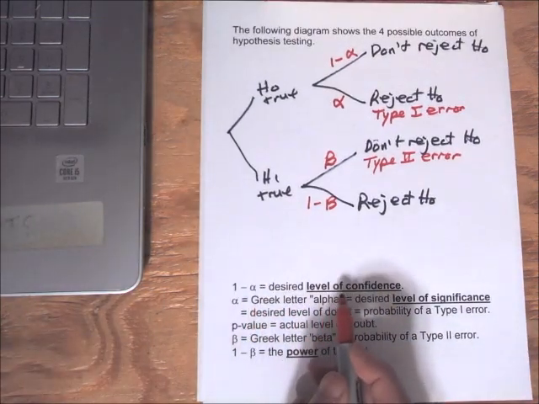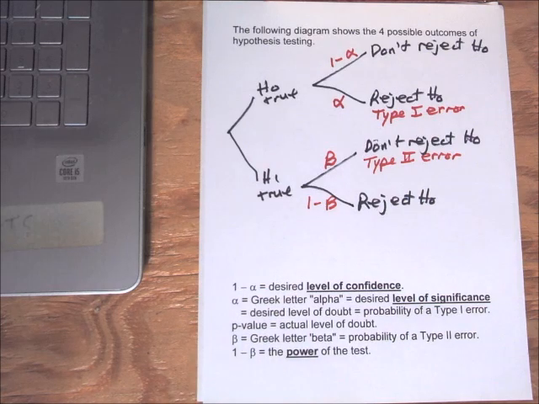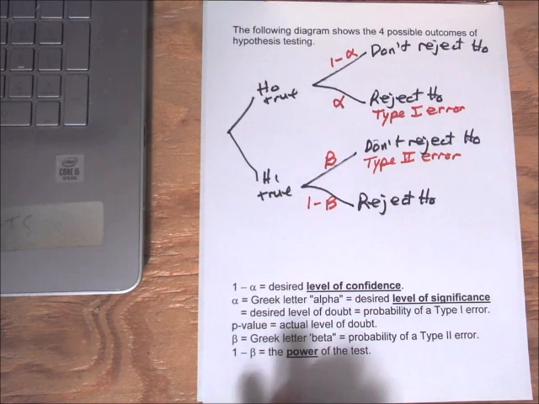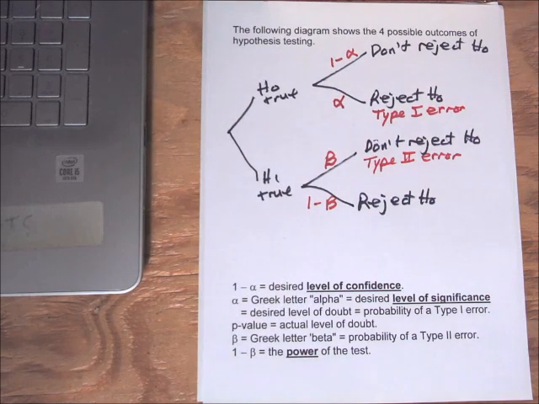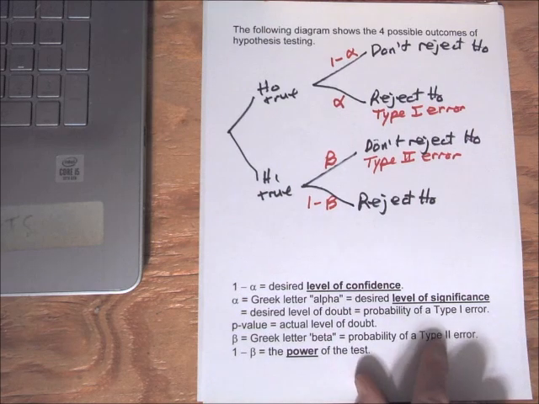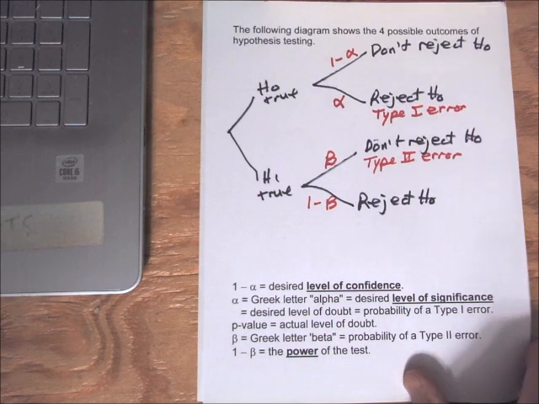1 minus alpha, our desired level of confidence, usually we'll like that to be around 95%. Alpha is our desired level of significance or level of doubt. Usually we like that to be around 5% or less. The p-value, I have here actual level of doubt, but more precisely it's the probability of getting a result this extreme if H naught is true. Greek letter beta, probability of a type 2 error, and 1 minus beta is the power of the test.